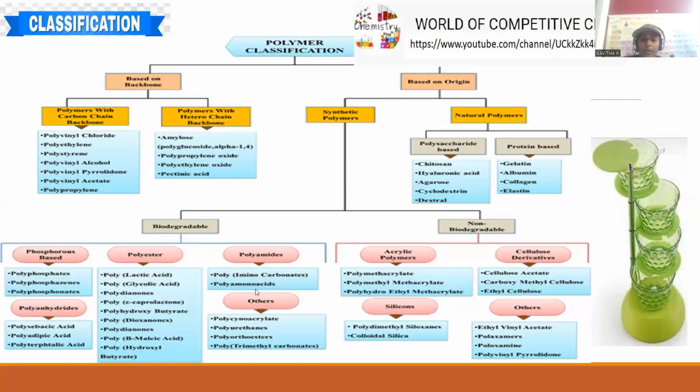polyaminocarbonates, polyaminocarbazide. So these are the class of biodegradable polyamides. The amide functional group, NHC double bond O, is generated by condensation of NH2 with the carboxylic acid, right? Other kinds of substances are polycyanoacrylate and polyurethanes. All these materials are in the class of biodegradable polymers which are synthesized in the laboratory.